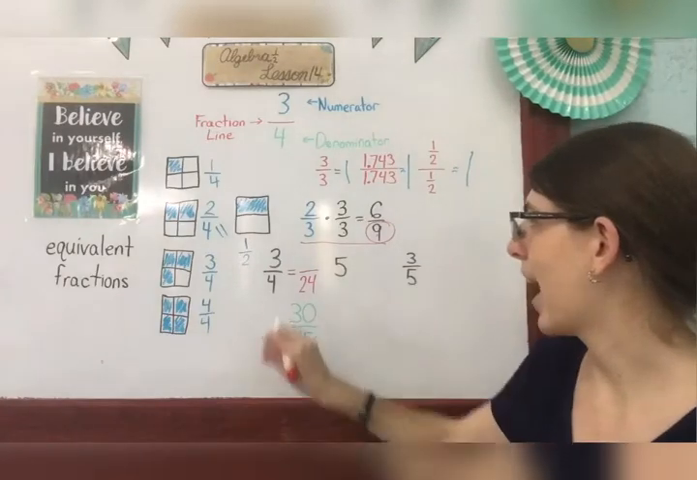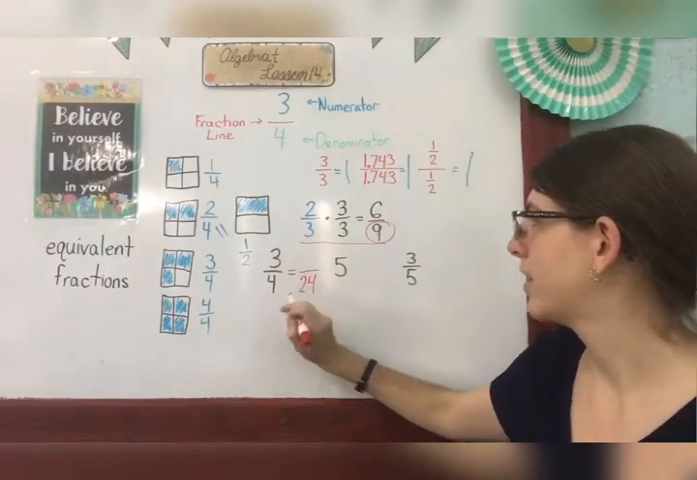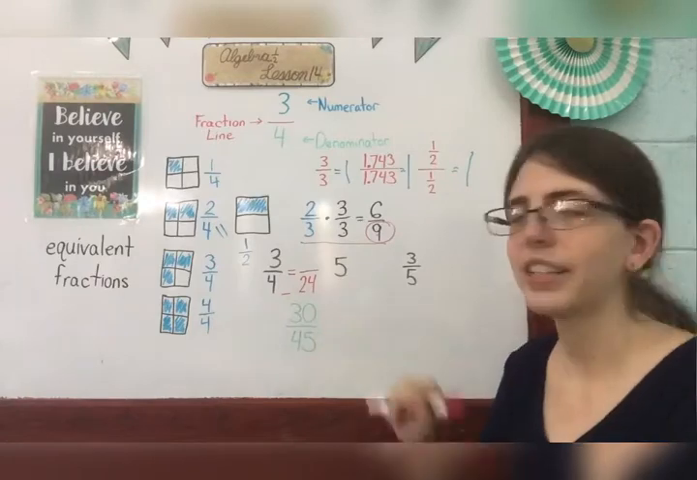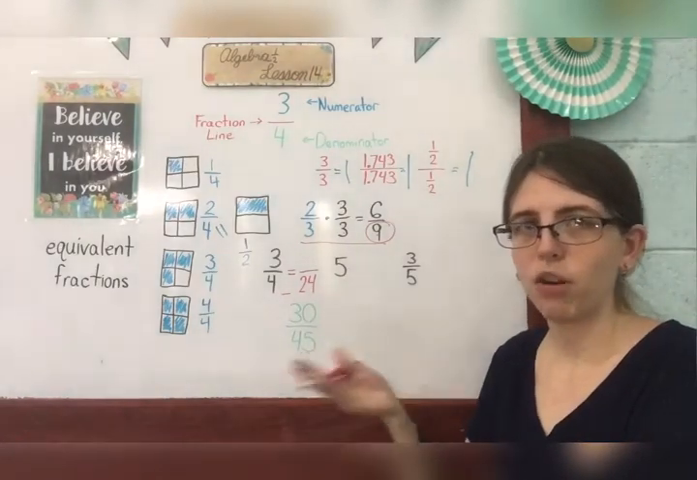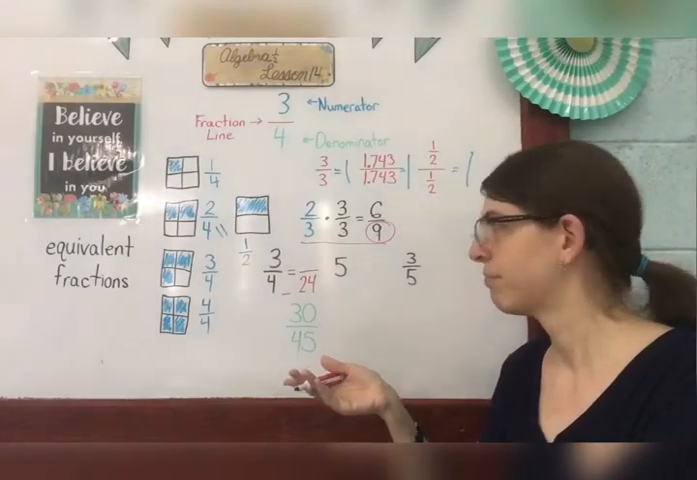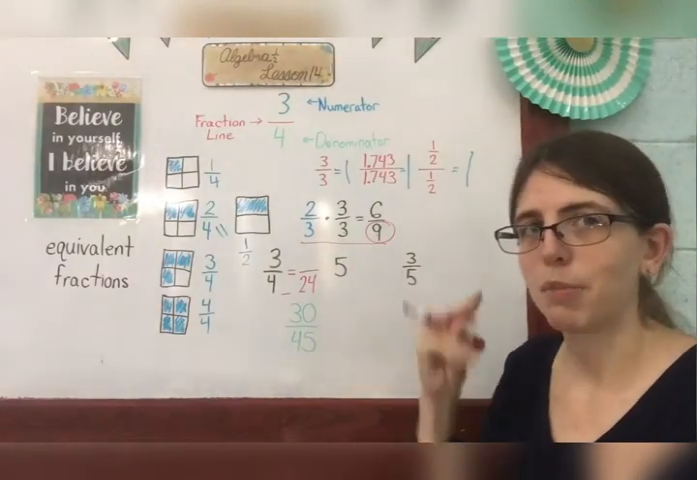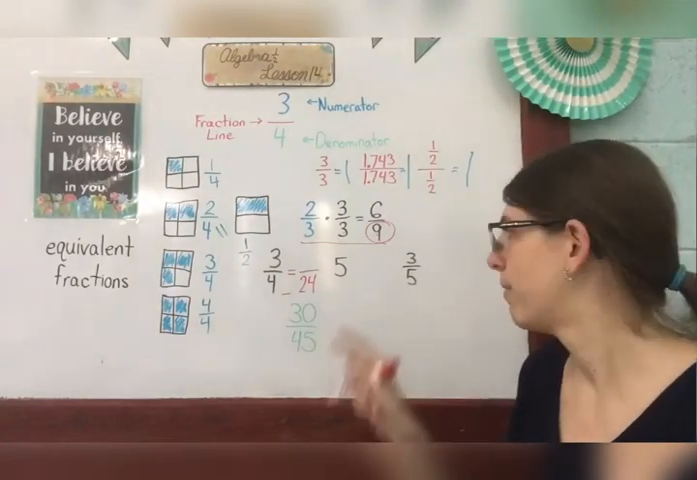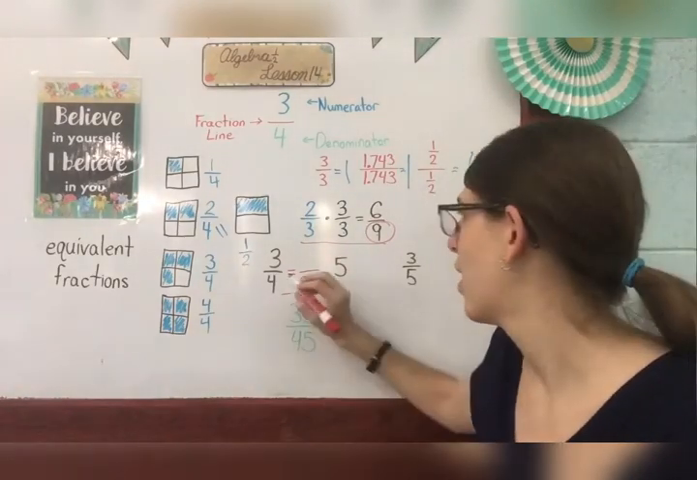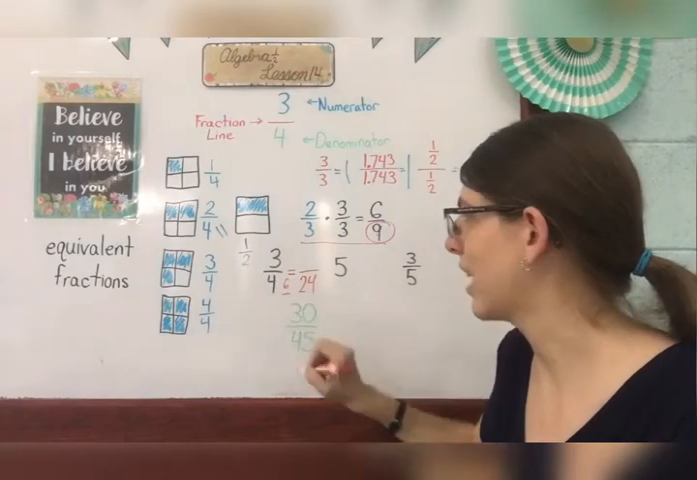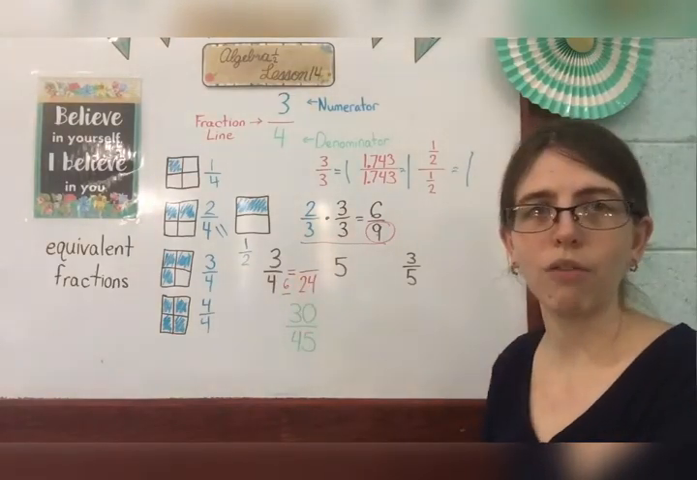So that means I have to multiply 4 times something to get to 24. Well, what do I multiply 4 by to get to 24? Well, to find that, remember, you just have to undo it by division. 24 divided by 4 is 6. So that means I multiplied 4 times 6 so that I got 24.